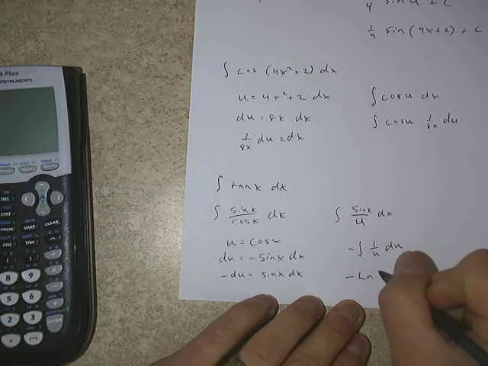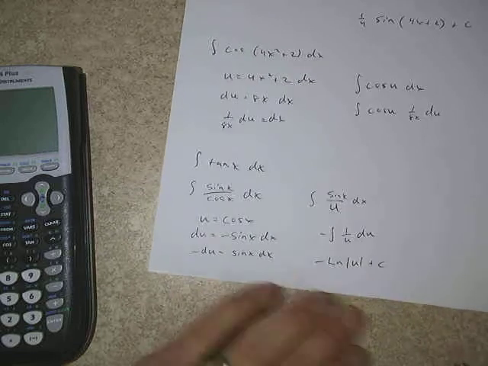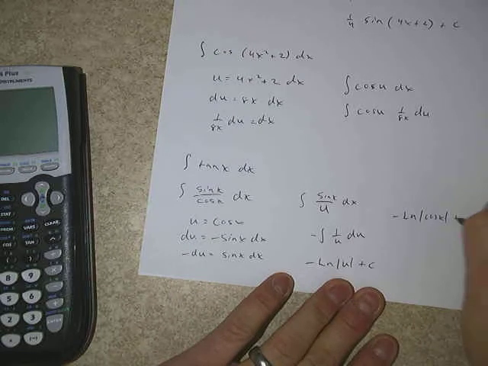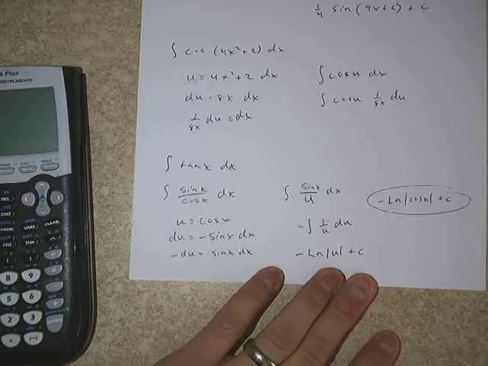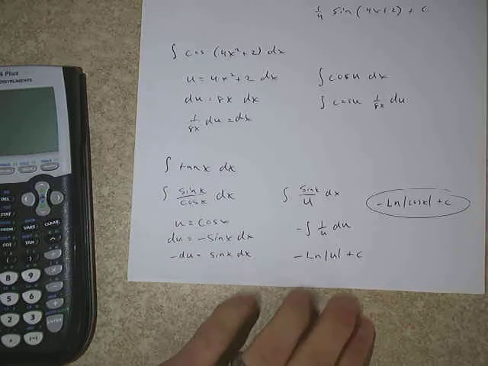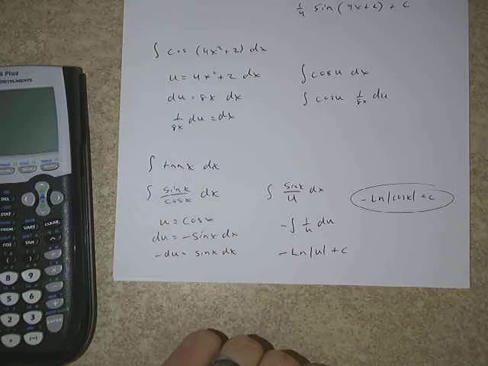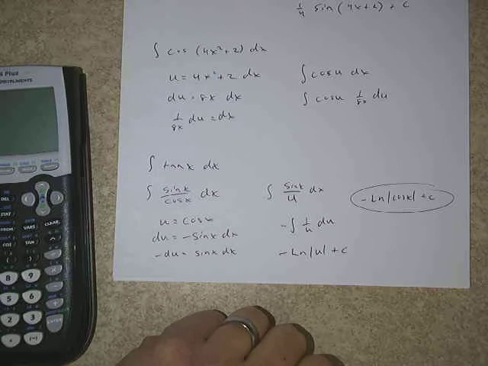It's natural log of absolute value of u plus c. So final answer then is negative natural log of cosine x plus c. There's your antiderivative of tangent. Sure. It's really an antiderivative for just about anything, but whether we can find it or not is generally a different story. So we can use that basically as a formula now for the antiderivative of tangent, sure. Or if you don't want to memorize that, you can just find it again.